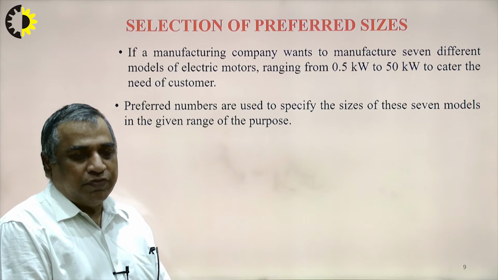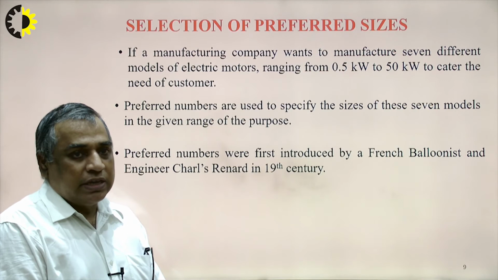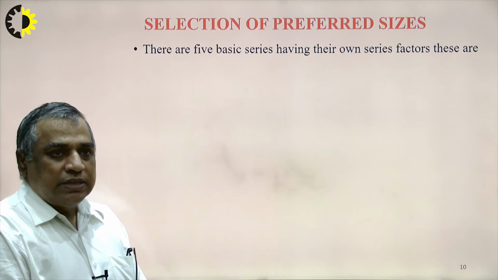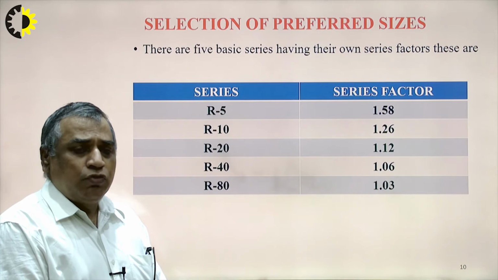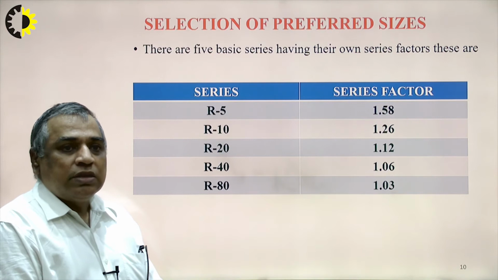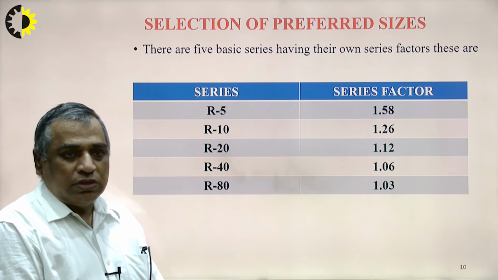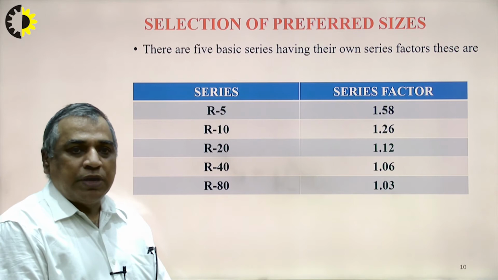Preferred numbers were first introduced by French balloonist engineer Charles Renard in the 19th century. The system is based on the use of geometric progression to develop a set of numbers. And there are 5 basic series having their own series factor. These are R5, it is 1.58. This is the 5th root of 10. This is R10, 1.26. This is the 10th root of 10. R20 is the 20th root of 10, R40 is the 40th root of 10, and R80 is the 80th root of 10, that is 1.03. So 1.58, 1.26, 1.12, 1.06, 1.03. These are the series factors.